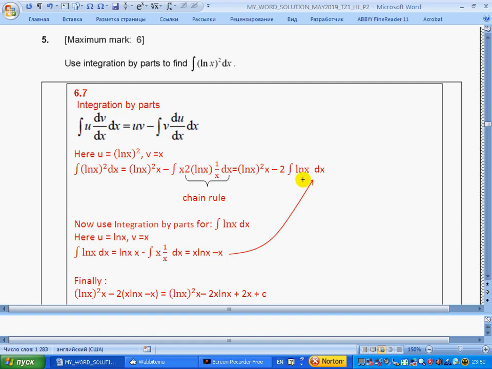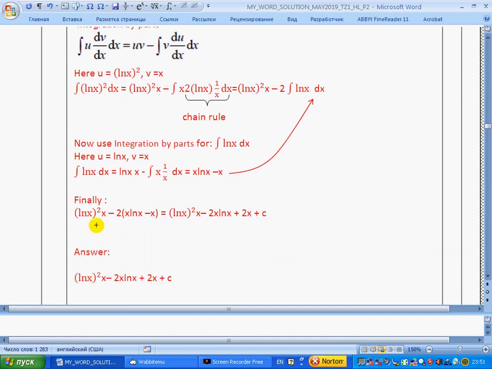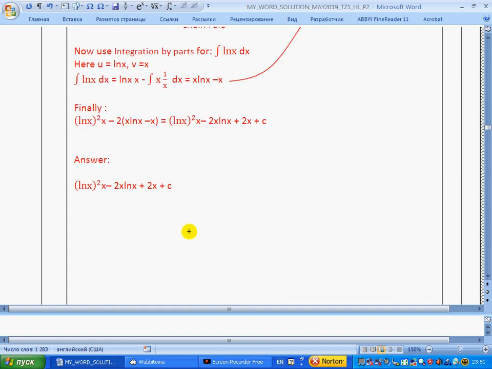Now we should work with this integral. Again, we can use integration by parts. This time u equals logarithm x, v equals x. We get x logarithm x minus x. We substitute it in the previous result. Finally, we get this. Simplify and don't forget the constant c. So this question is done.